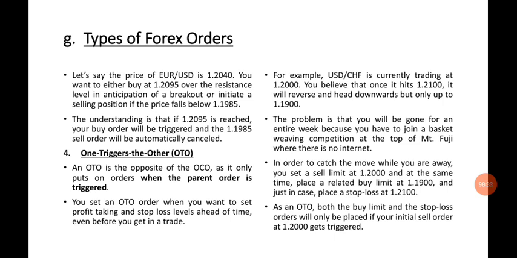In order to catch a move while you are away, you set a sell limit at 1.2000 and at the same time place the related buy limit at 1.1900, and just in case, you place a stop loss at 1.2100. As an OTO, both the buy limit and the stop loss orders will only be placed if your initial sell order at 1.2000 gets triggered.